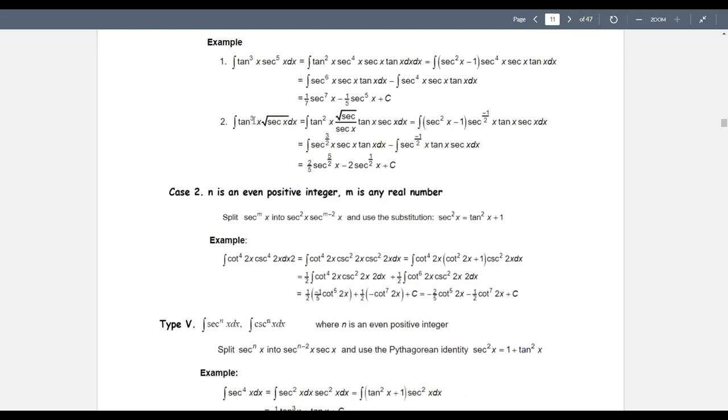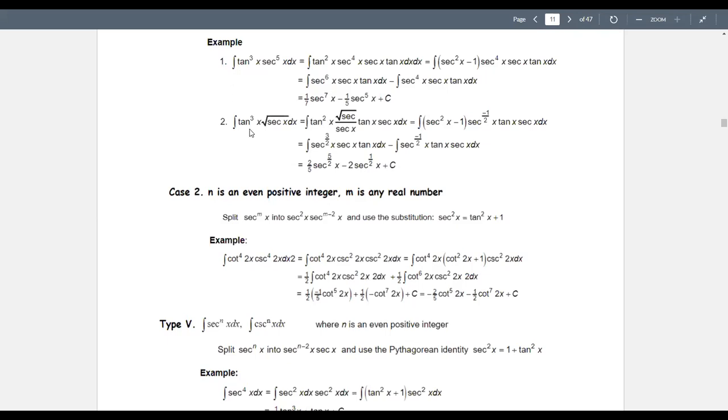Here you have tangent cubed x times square root of secant x dx. Now you will be worried. Why do we have here a square root of secant x and the other is tangent cubed of x? What do we do in this case? The same procedure, class. Now, what is done here? You take one from the tangent cubed. This is the tangent here. So what remains here is the tangent squared.